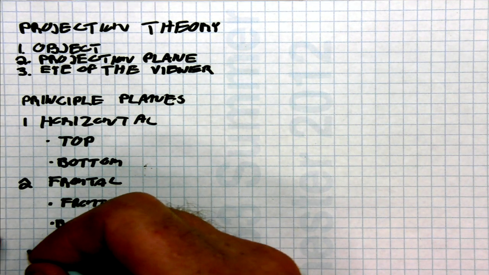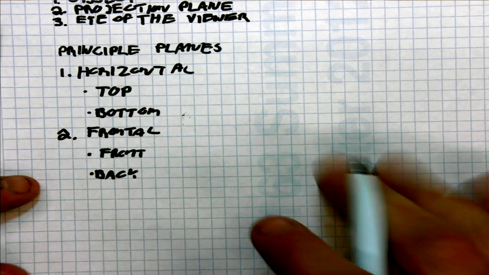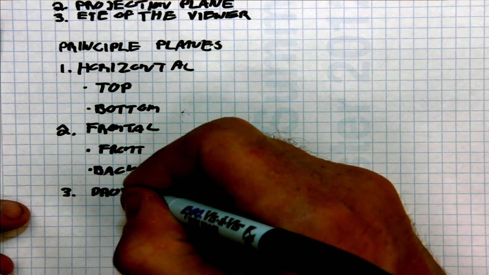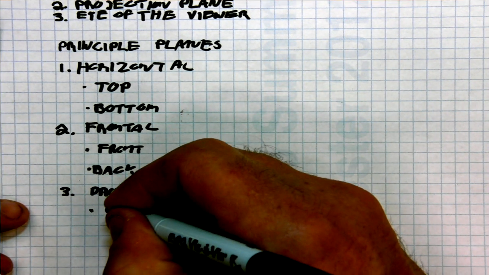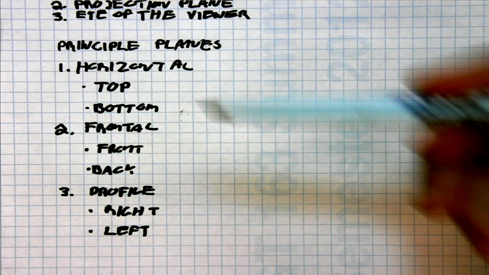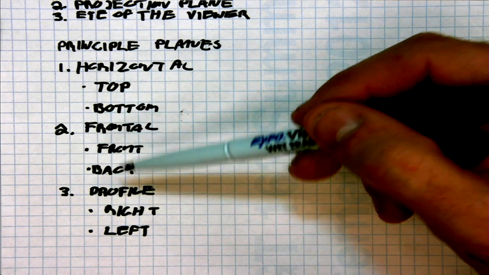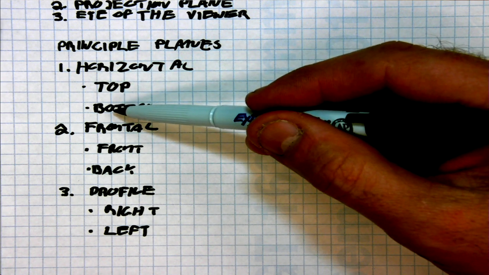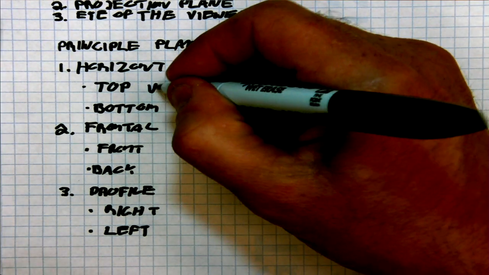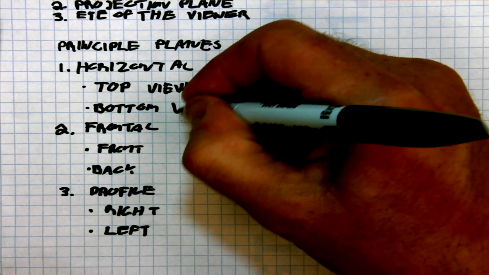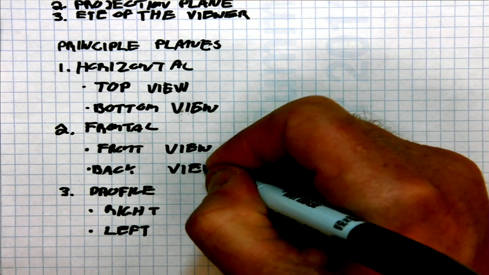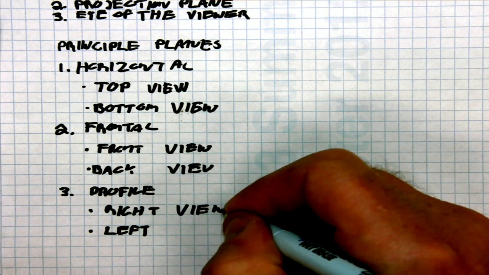Three, profile, views, right and left. So there are a total of six principal views. Notice these are planes here. A top view and a bottom view are projected onto a plane. This is a frontal plane, okay? Top view. I'm going to put these on here. Bottom view. Front view. Back view. Right view. And left view.